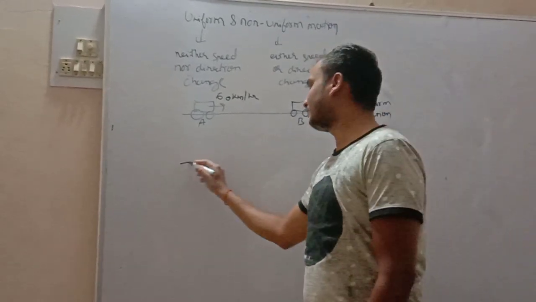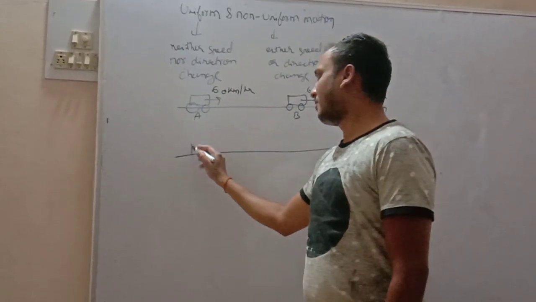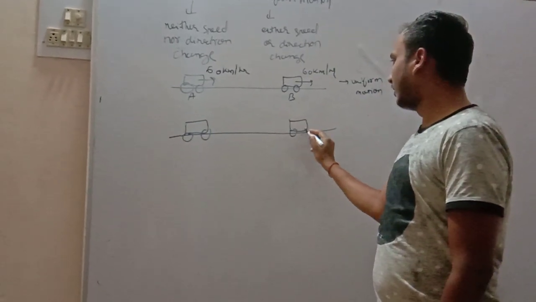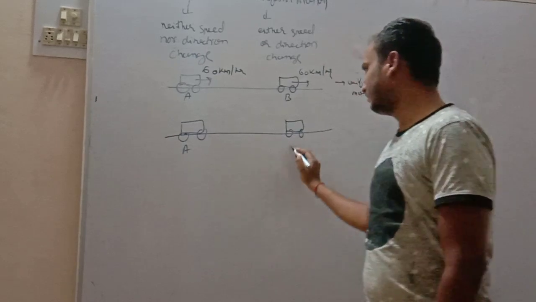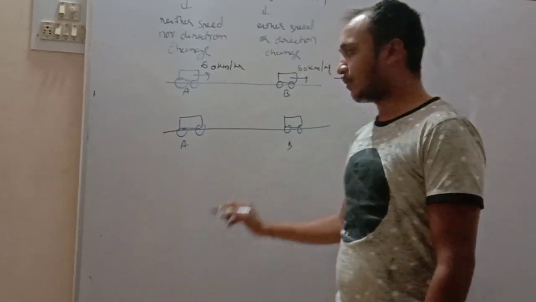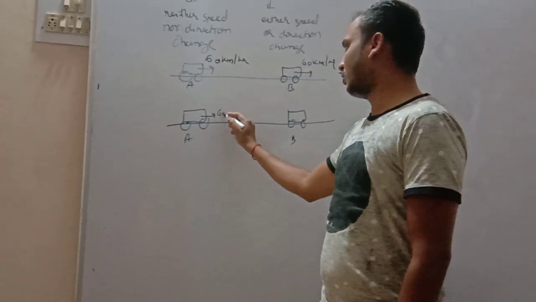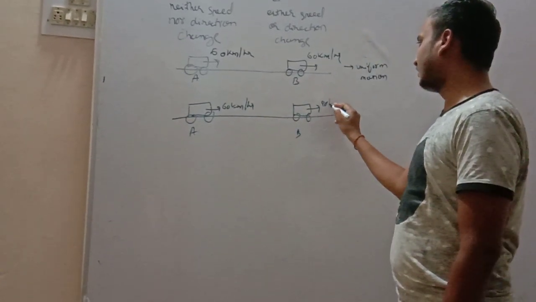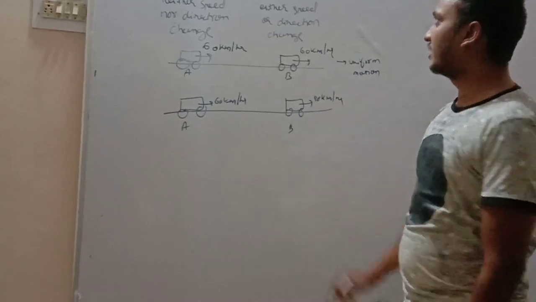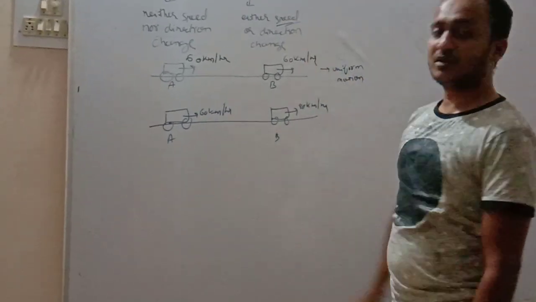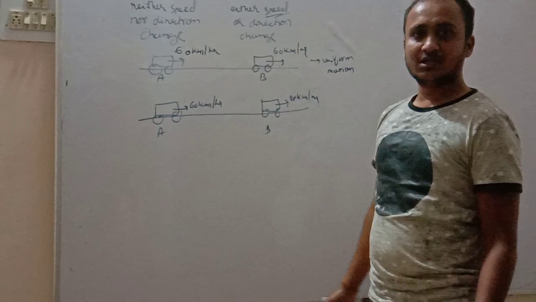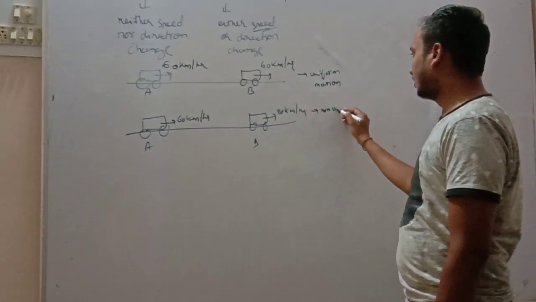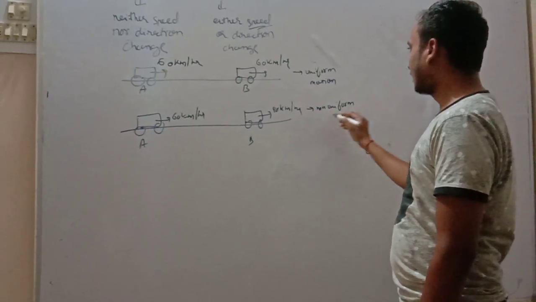Now friends, we take that car again. Now at point A its speed is 60 km per hour, but at point B it is 80 km per hour. So friends, either speed or direction changes. Here the speed changes from 60 to 80. So friends, it is what? Non-uniform motion.